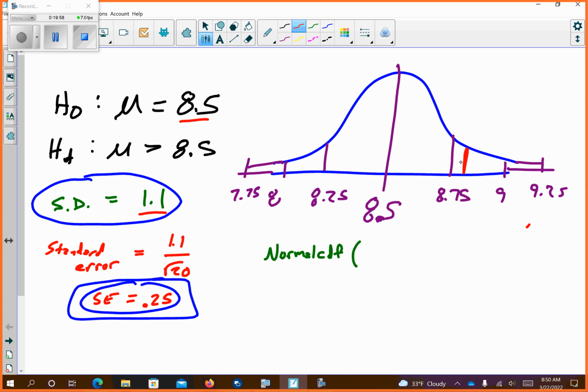Why did you put 8.5 as the average? Why is it not 8.78? Because 8.78 fell here. This is what we found. So even though we're assuming the average score is 8.78, with a standard deviation of 1.1, that's still not the average?